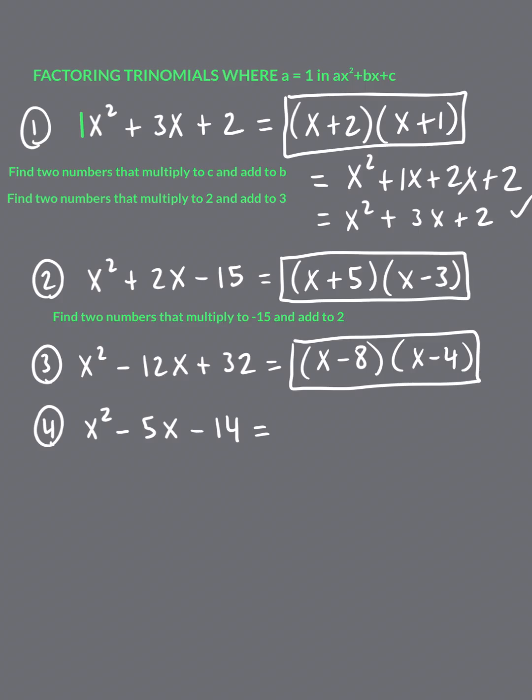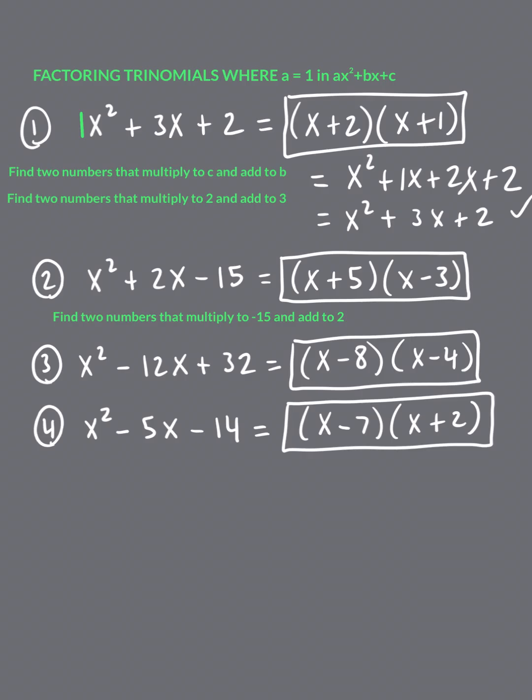Our next example is x squared minus 5x minus 14. So we need two numbers that multiply to a negative 14 and add to a negative 5. So one of those numbers will need to be negative and one will be positive. Since we want negative 5, the two numbers will be negative 7 and positive 2. So our factors are x minus 7 times x plus 2. Since negative 7 plus 2 is negative 5, and negative 7 times 2 is negative 14.